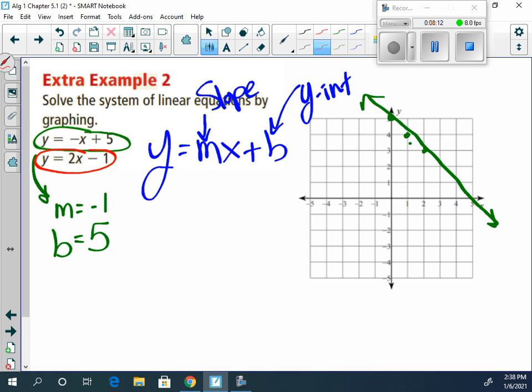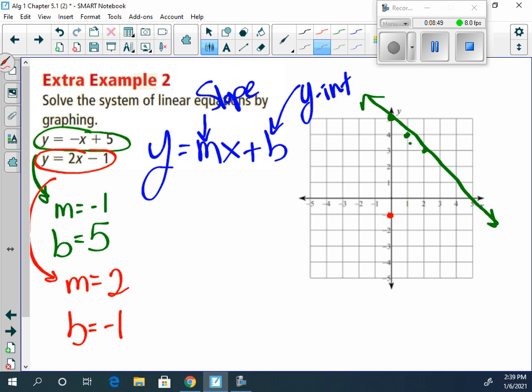Now we're going to do the same thing for the other one. Now for this one here, our slope would be what? What would the slope of this line be? 2. And the y-intercept would be negative 1. So on our graph, we'll do the y-intercept first, which we know is negative 1. So we'll go down to negative 1 and put a point, because that is the y-intercept, the point where it crosses the y-axis. Now the slope is 2.